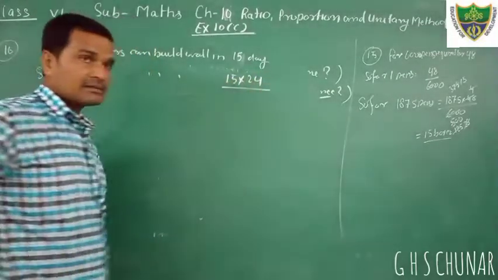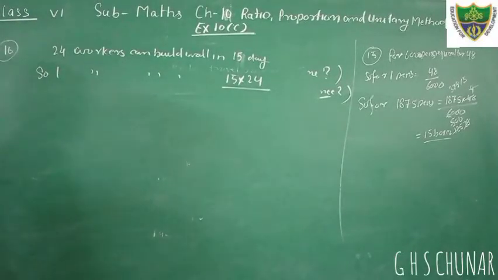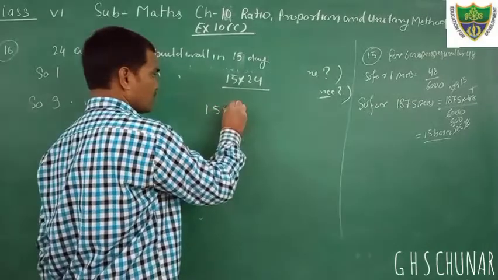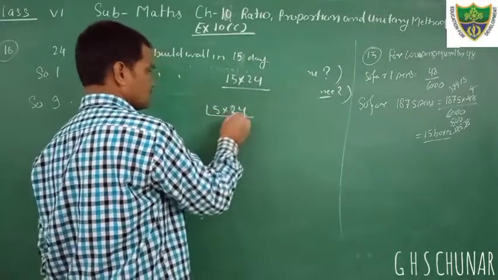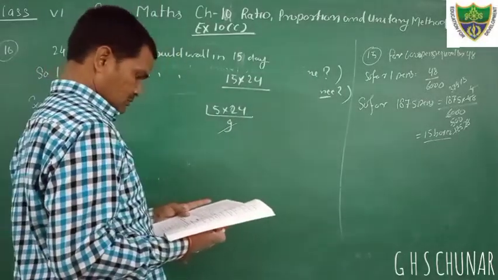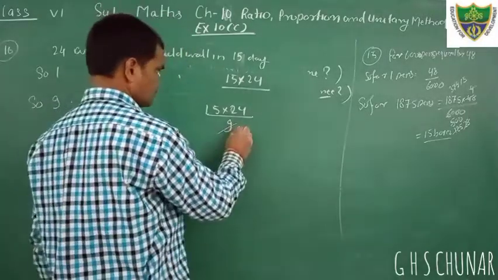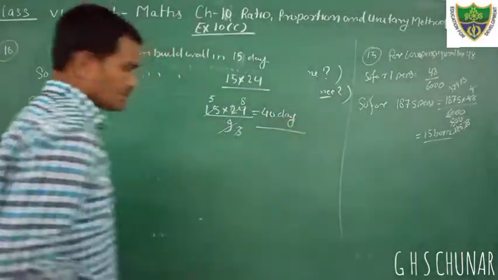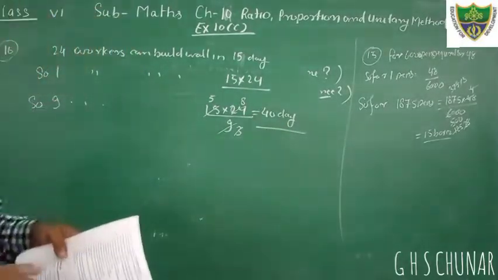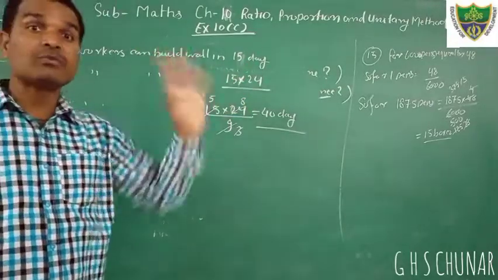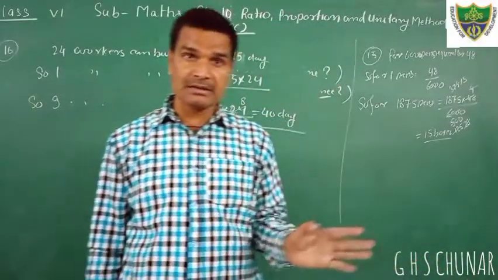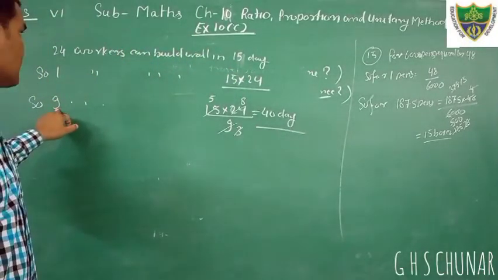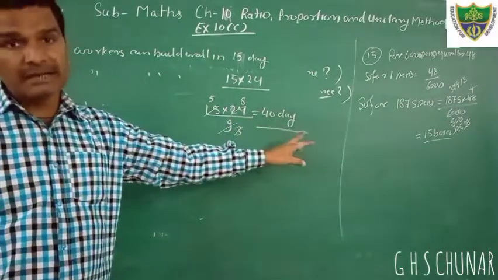Here you see that when the workers are fewer, the work time will be more. So we will multiply. So 9 workers can build the wall in 15 into 24 upon 9. Here the time will be less, that is 40 days. So all questions 17, 18, 19, you will solve by this method. You will multiply because it is inverse proportion. In inverse proportion, when one increases, the other decreases. Here the workers are 24, the days are 15, and the workers will be 9. The number of workers decreases, so the number of days will increase. So it is inverse proportion.